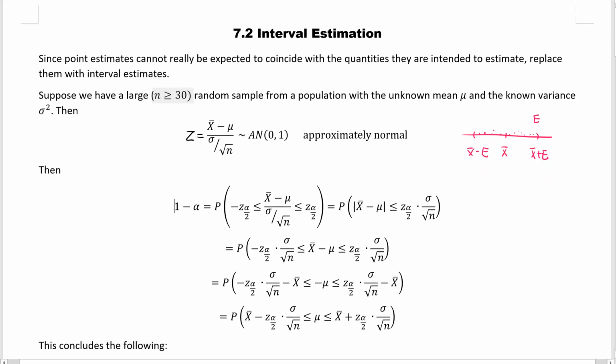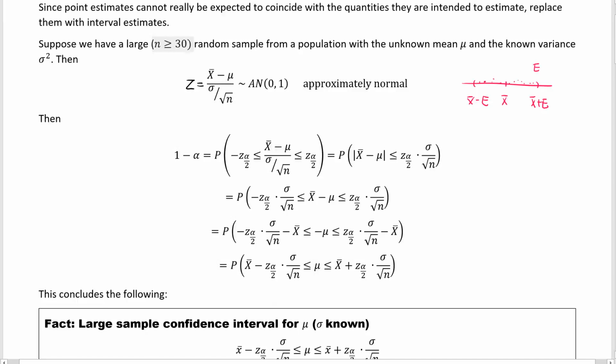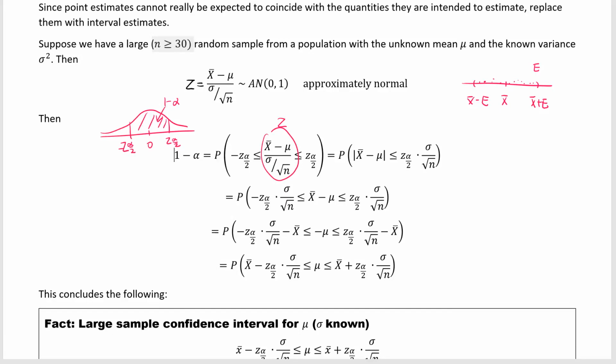So here is the algebra. 1 minus alpha equals the probability that z lies between minus z alpha over 2 and z alpha over 2. The picture is like we have 0 here, and this area is 1 minus alpha, the probability. Then this is z alpha over 2, and this is minus z alpha over 2. Then we multiply both sides by sigma over square root of n, and this is our error bound E, right?